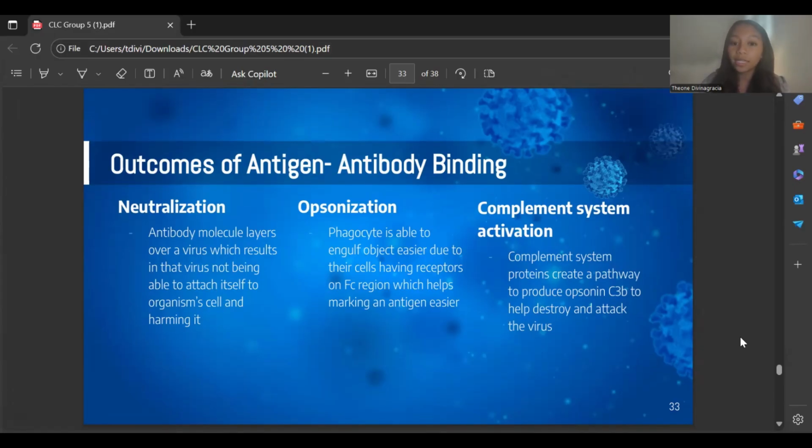Opsonization: a phagocyte cell is able to engulf objects easier due to their cells having receptors on the Fc region, which helps mark an antigen easier. Third, we have complement system activation. Complement system proteins create a pathway to produce opsonin C3b to help destroy and attack the virus.